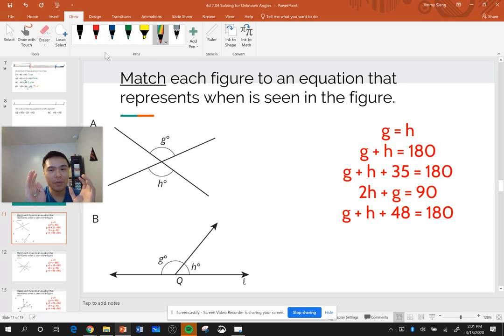Don't get too intimidated with the equations. We're totally fine still, all right? But let's look at this. So here for A, I'm only given this part over here. I'm given a G and I'm given an H.